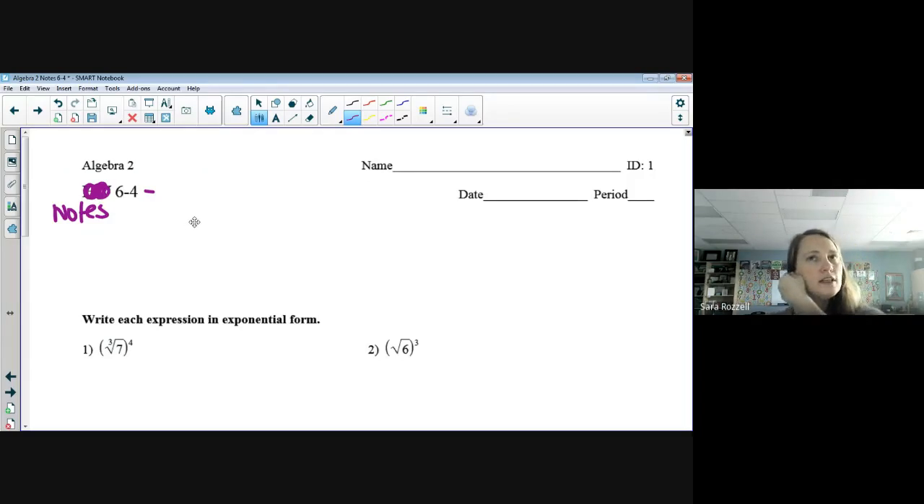So if you noticed in the problems, these exponents are in fraction form. Did y'all see that when you were writing them down, that the exponents have a fraction? That's what this lesson's about. So these are rational. Remember, rational just means we have a fraction. It's a ratio.